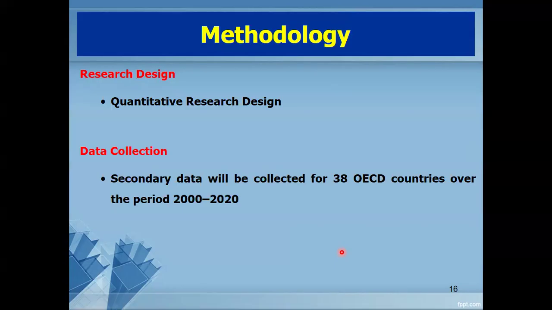If you are going to apply qualitative research, then that should be qualitative research design. But if you are going to combine both quantitative and qualitative, then that's a mixed research design. So you have to very clearly indicate what your research design is. And then data collection. As I mentioned previously, this study is based on secondary data.